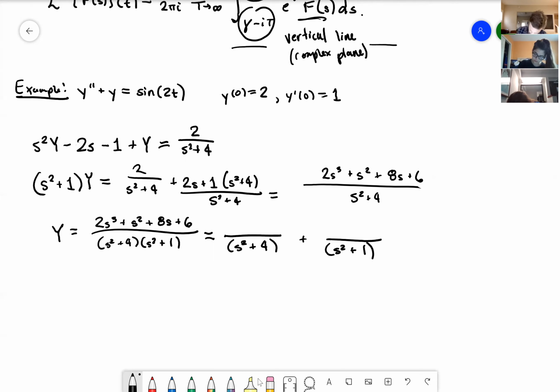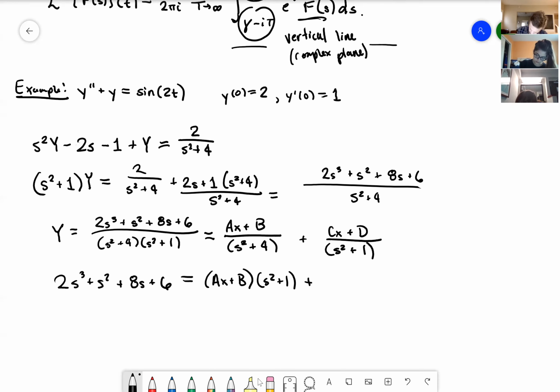We're just going on muscle memory at this point. The numerators will have to be general linears. So this will be as plus b. Remember, the numerator has to be one degree lower, cs plus d. And so clearing denominators, I get 2s cubed plus s squared plus 8s plus 6 equals as plus b times s squared plus 1 plus cs plus d times s squared plus 4.